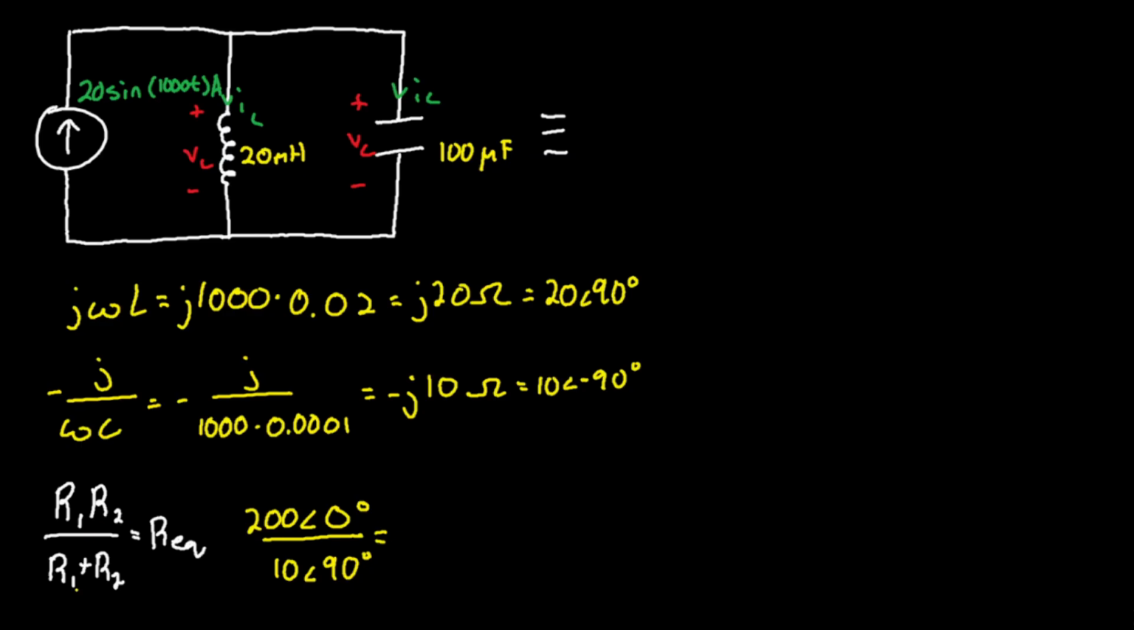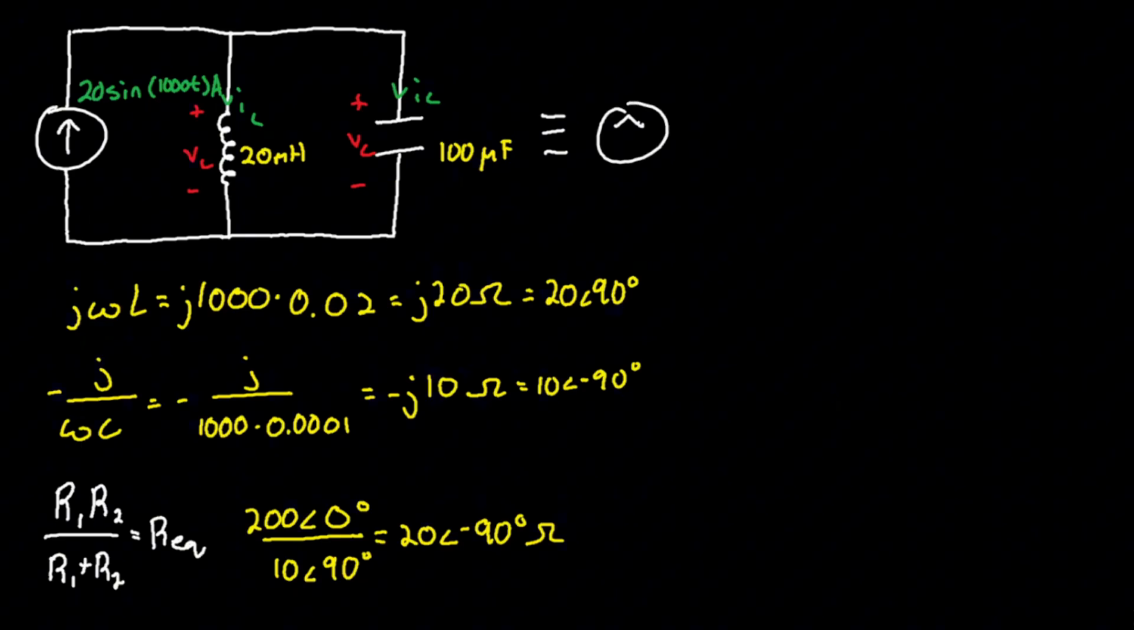All right, now we can divide them, right? So 20 divided by 10 is equal to 20, and 0 minus 90 is equal to negative 90. So this right here is the equivalent resistance for these two circuits in parallel.